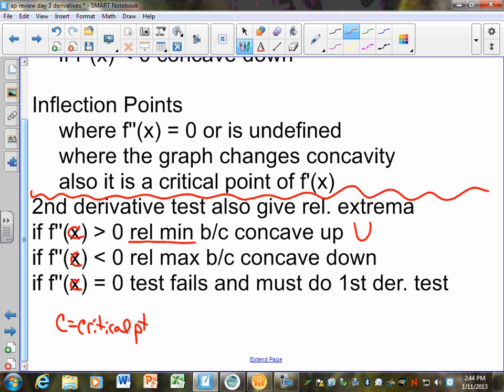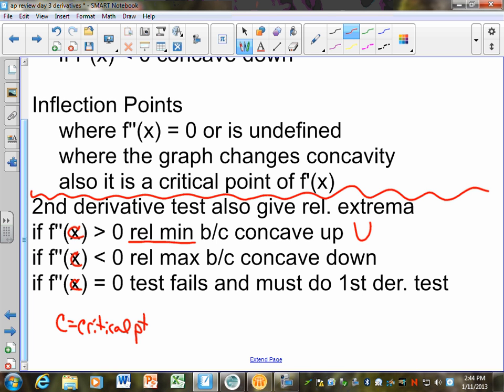Like I said, there's one on the homework today that I want you to do with the second derivative test just to remind you of it. But if you feel like you're going to get that confused with the first derivative test on the AP test, you don't have to use it. The first derivative test really does work all the time.